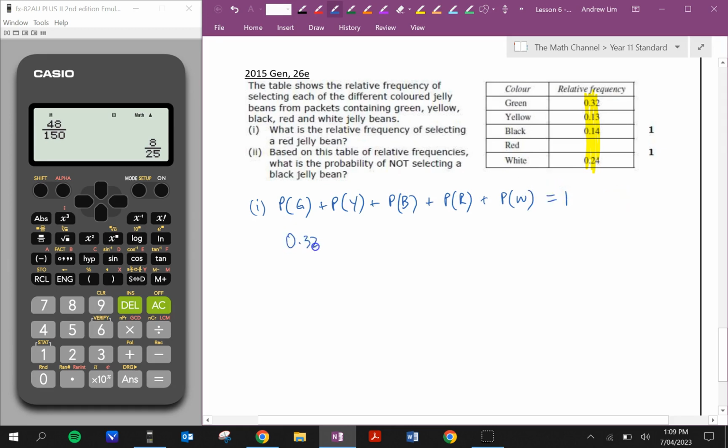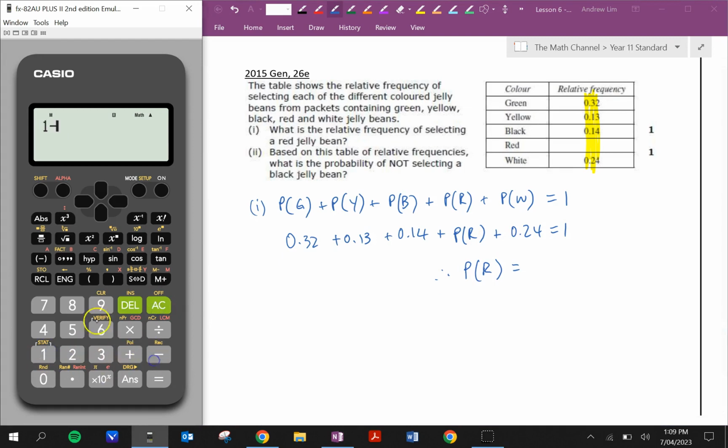So we've got 0.32, 0.13, 0.14, 0.24. It's going to equal 1. So therefore, the probability of red is equal to 1 minus all of these other ones. So 1 minus 0.32, 0.13, 0.14, and 0.24. 0.17. That's the probability of getting a red jelly bean.